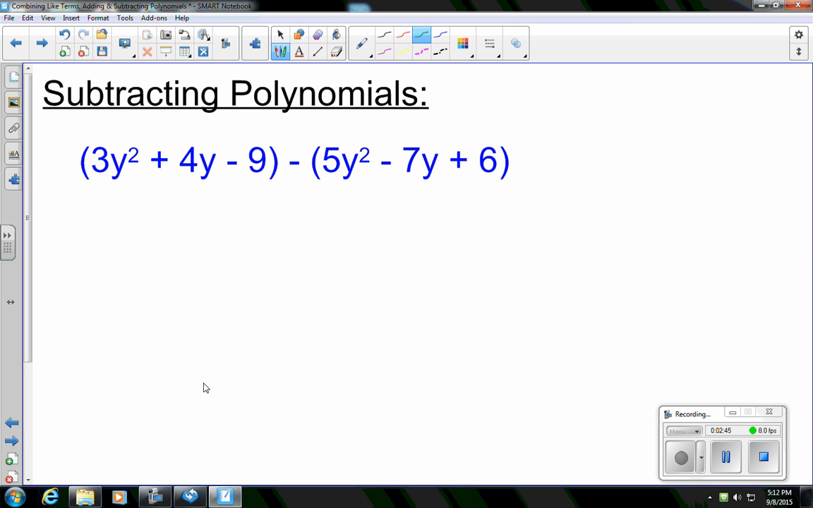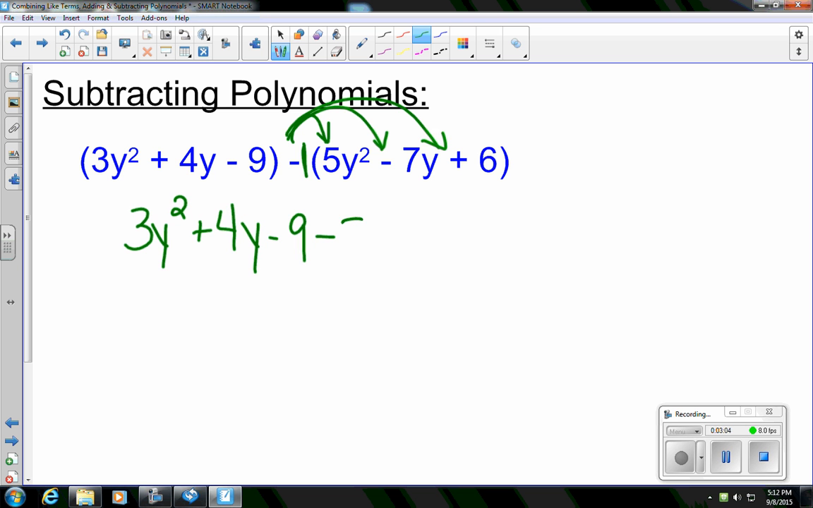Subtracting polynomials is very similar, but there's one added step. We have to take this subtraction sign, I like to put an imaginary 1, and distribute it to everything in that second parentheses. So my first parentheses does not change, so I'm going to rewrite it. And then my second parentheses becomes negative 5y squared plus 7y minus 6. Remember, a negative times a negative is a positive.